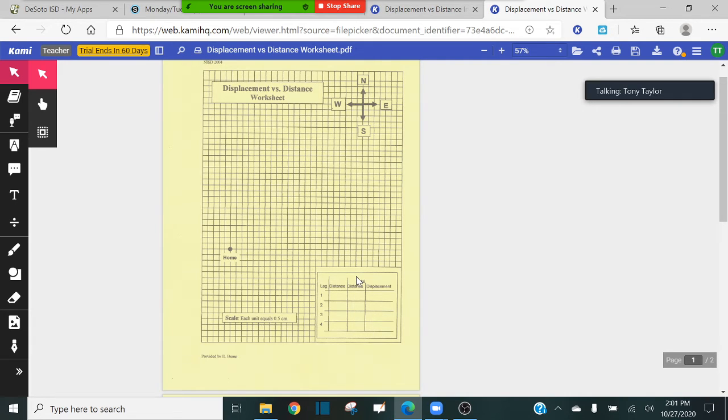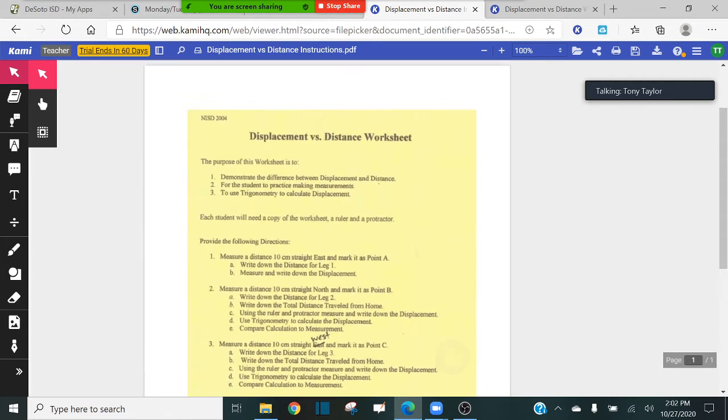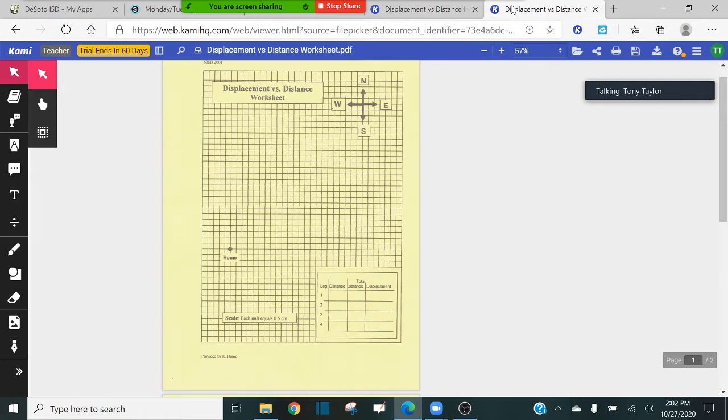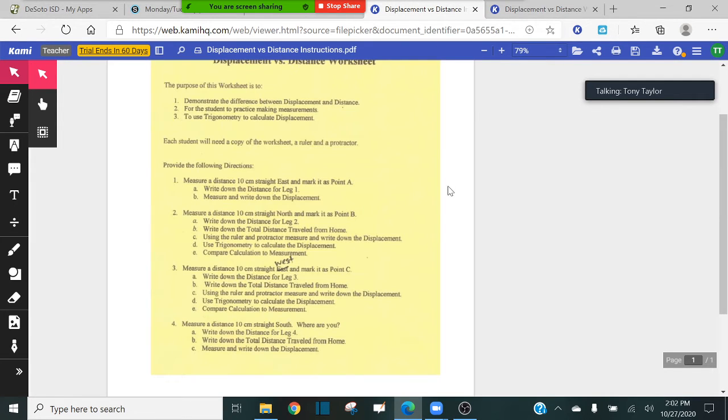And hopefully, by the time we're done with this, everybody will have an excellent understanding of distance and displacement so that you guys will be ready to do the assignment that I have posted in Schoology, or that I'm going to make available to you as soon as we're done with this Zoom call. Okay, so here are the instructions for this worksheet. Basically, there are 4 main steps you have to follow to work through this worksheet and fill out the bottom here. Okay, so let's get started. And again, you guys help me out as I walk through this.